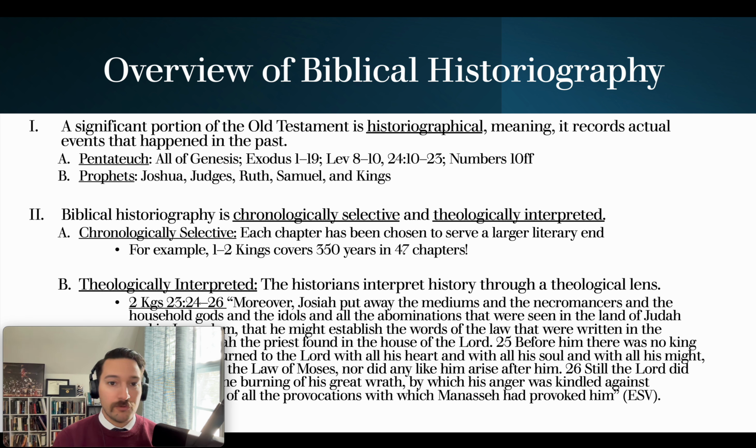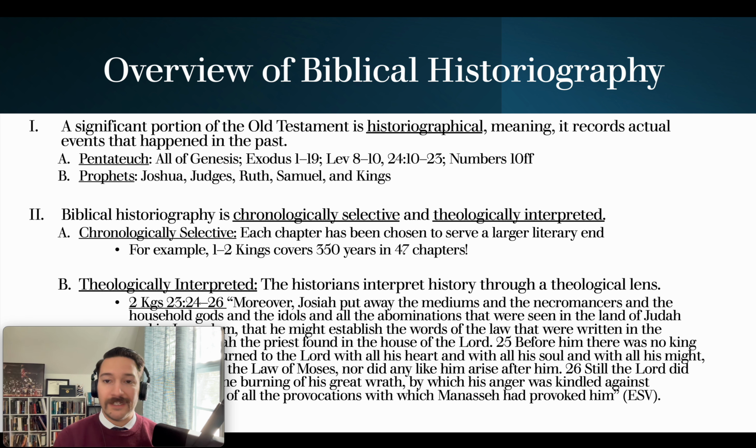But Joshua, Judges, Ruth, Samuel, and Kings, and other books as well, like think of Ezra, Nehemiah, 1st and 2nd Chronicles, they are predominantly historiographical. They are recording historical events. Now, this raises a really important question about how biblical historiography works.